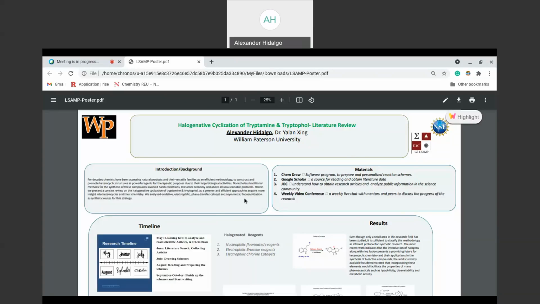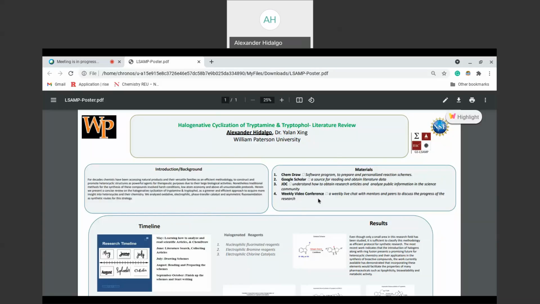The idea behind the project that many research groups have been interested in is providing a more sustainable protocol than the traditional methods for the preparation of these compounds, including high temperatures, unstable solvents, and so on. We decided to analyze oxidative electrophilic approaches along with phase transfer catalysts and some asymmetric approaches for this synthetic route.